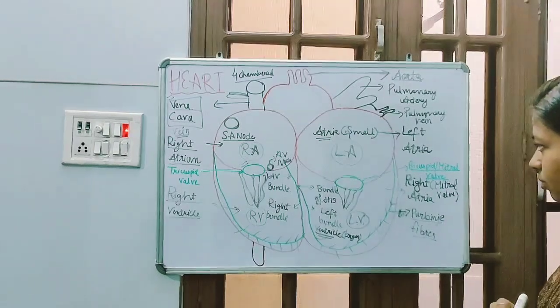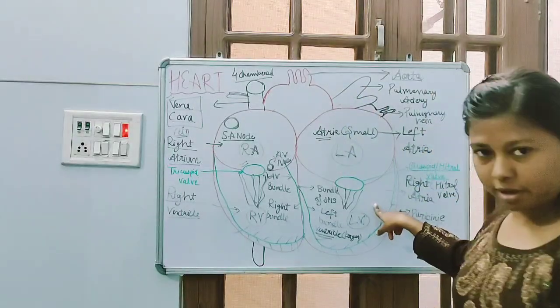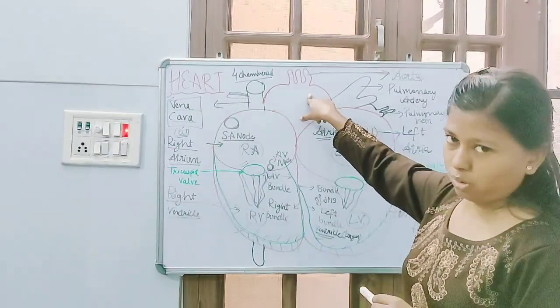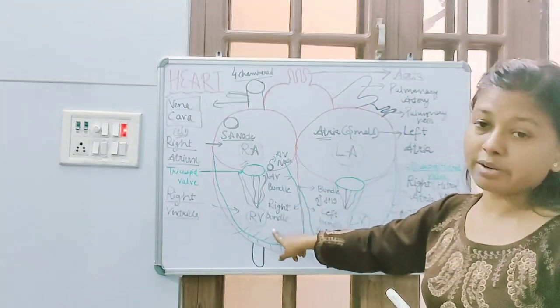The left ventricle is joined to the aorta, and the pulmonary artery is joined to the right ventricle.